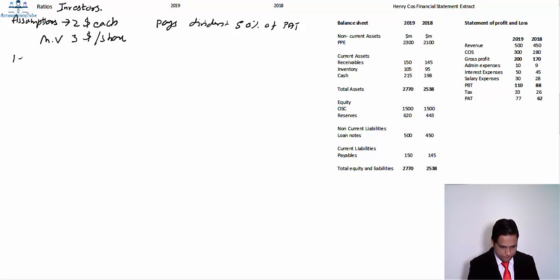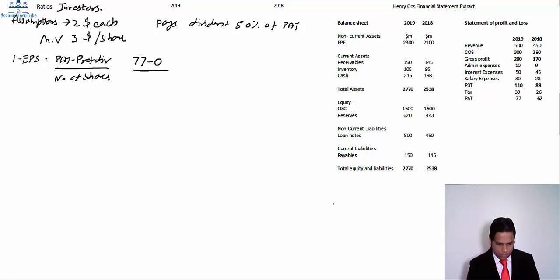So first we have EPS. It's profit after tax less preference dividend, divided by number of shares. For 2019, the profit after tax is 77 and the preference dividend is 0, divided by number of shares. Now I've already told you that each share is $2 in value, so 1500 divided by 2 will give you 750, a straight computation, but I'll write it for your ease. 1500 is our equity divided by $2 each. Now computing the denominator, you get 0.102.